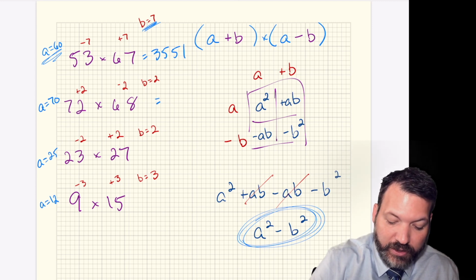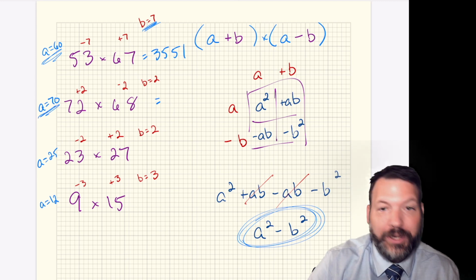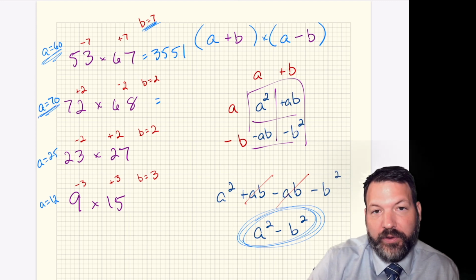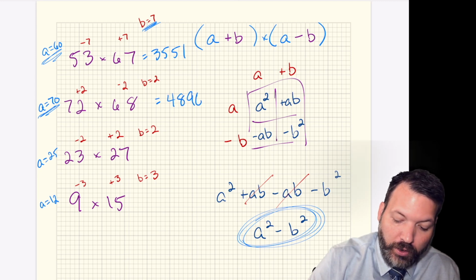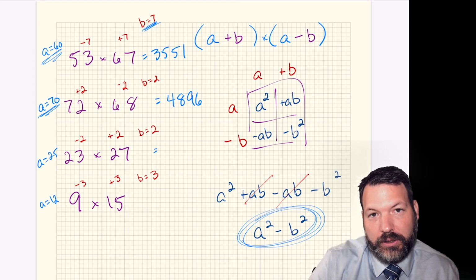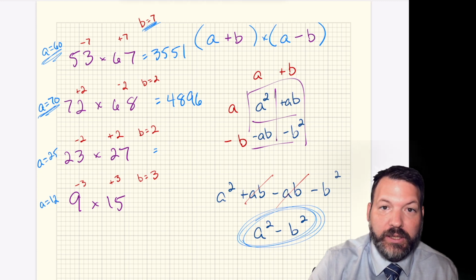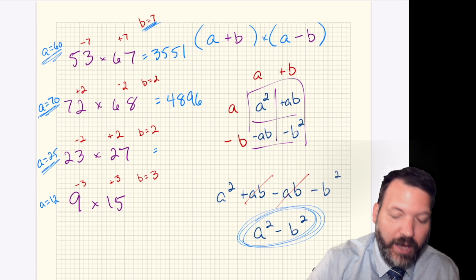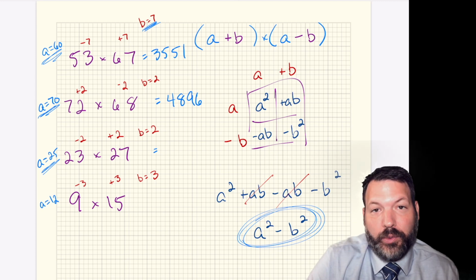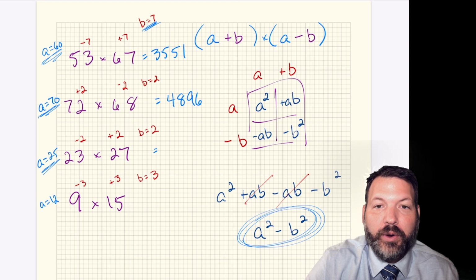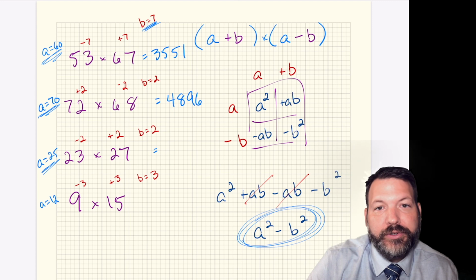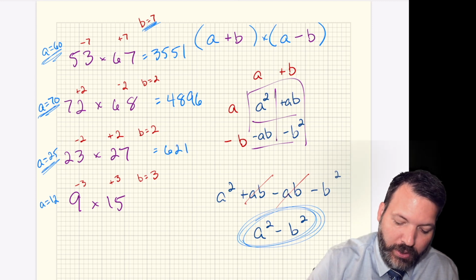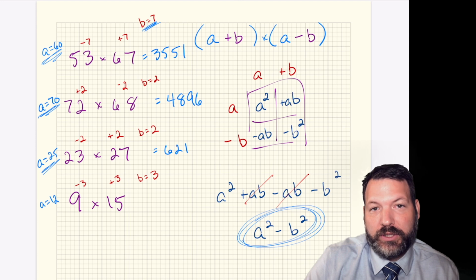72 times 68. In this case, the A is 70. 70 squared is 4,900. The numbers themselves were 2 away from 70. 2 squared is 4. And so we're going to get 4,900 minus 4, which is 4,896. 23 times 27. Now, obviously, part of this trick depends on us being able to square the numbers easily. So here, A is 25, and I have to be able to square 25. Or maybe I have the square of 25 memorized. I happen to have the square of 25 memorized. I know that it's 625. And then, of course, B is 2 here. 2 squared is 4. And so this is going to be 625 minus 4 equals 621.